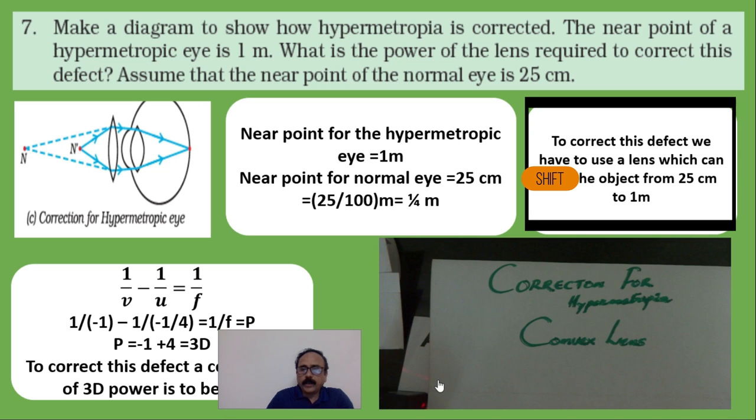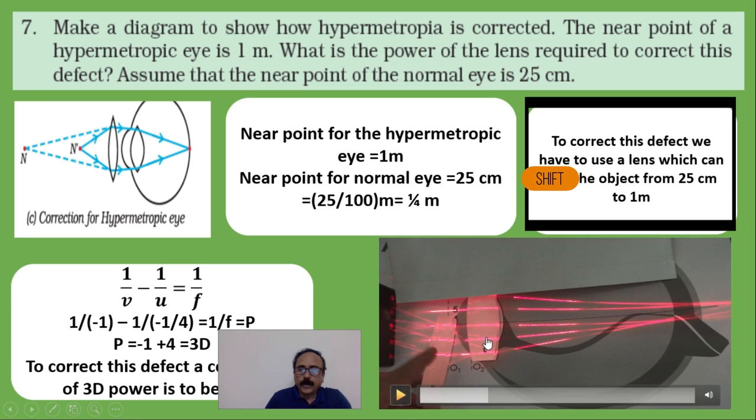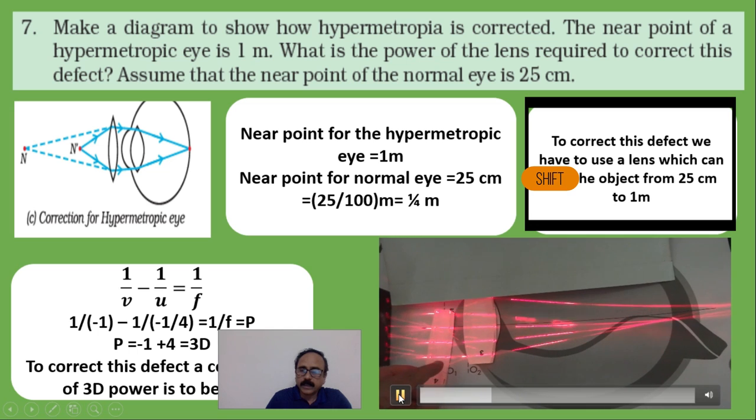Here I have shown with a demonstration how to correct this defect. So this is the setup of normal eye where the image is obtained far behind this retina. Let's consider that this is retina and the image is far behind the retina. Now I am placing one more convex lens such that the image is exactly obtained at the retina. Let's watch it.